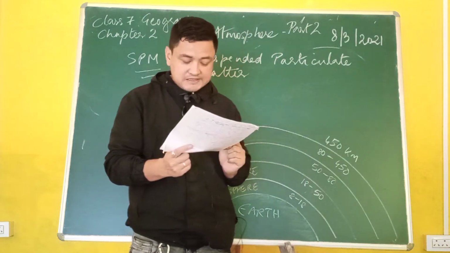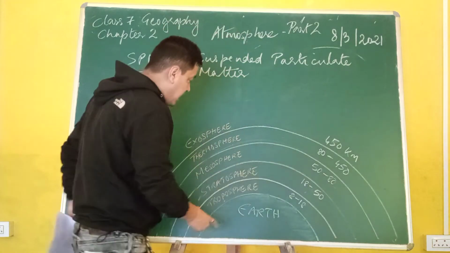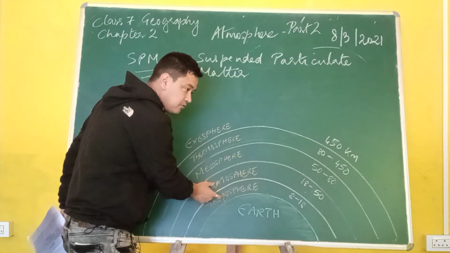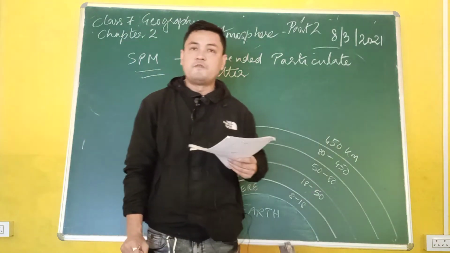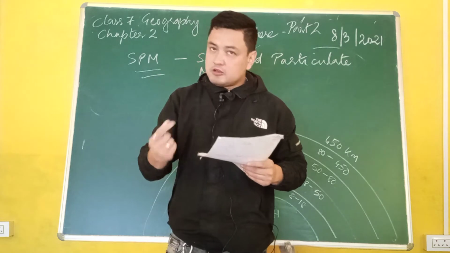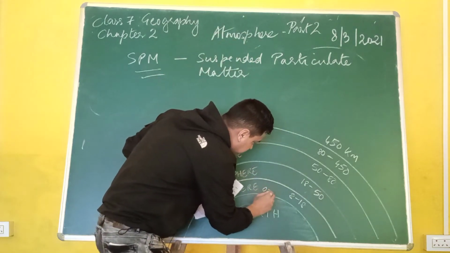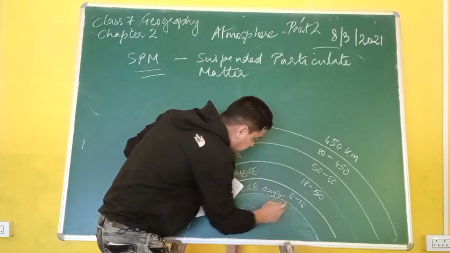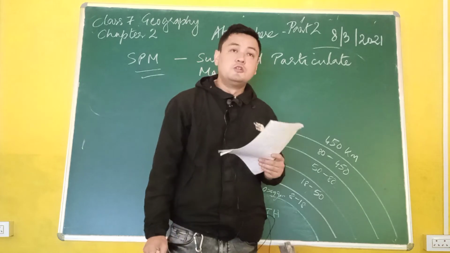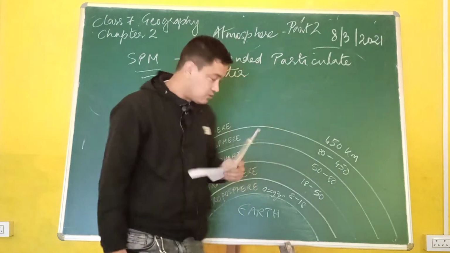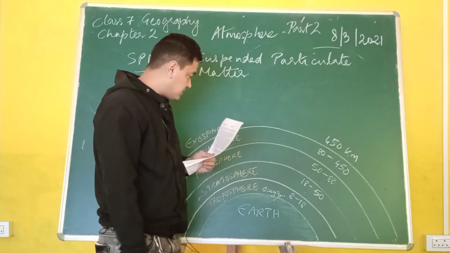Remember that heavier gases like oxygen, water vapor and dust particles are found in the lower layers, that is, in the troposphere and stratosphere. You find heavier gases like oxygen here. Therefore we are able to live on the earth. Even the dust particles and water vapor are found in the lower layers of the atmosphere. The lowest layer near the surface of the earth is the troposphere, then the stratosphere.